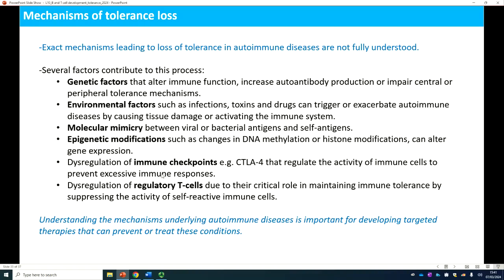Likewise, anything that affects the immune checkpoints or regulatory T cells is going to have an effect on that and potentially lead us down the route of losing tolerance, but also autoimmunity. So it's really important to understand the mechanisms that underlie these autoimmune diseases, so that we can then start to develop a targeted therapy to either treat or prevent these conditions.